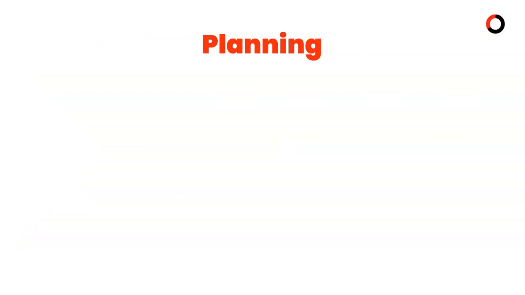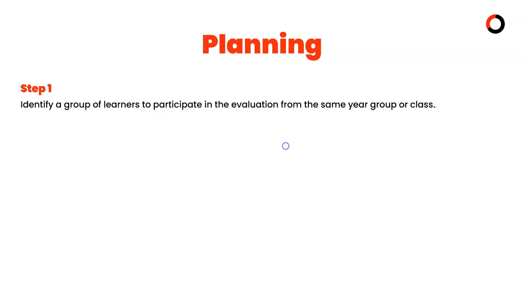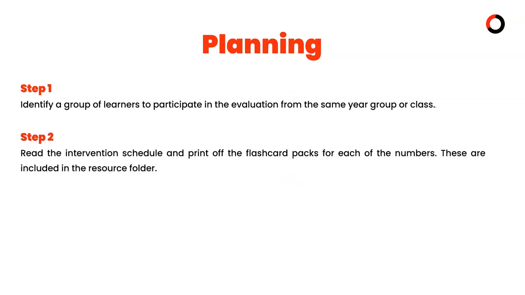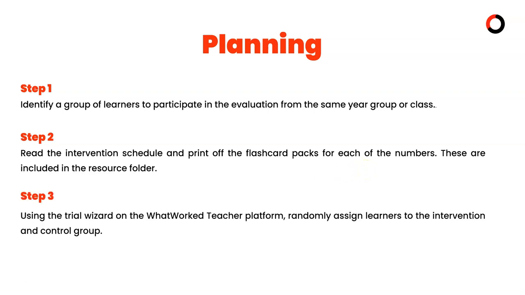So let's look at this from a step-by-step delivery approach in your school. Step 1, identify a group of learners to participate in the evaluation from the same year group or class. Step 2, read the intervention schedule and print off the flashcard packs for each of the numbers. These are included in the resource folder. Step 3, using the trial wizard on the What Works Teachers platform, randomly assign learners to the intervention and the control group.